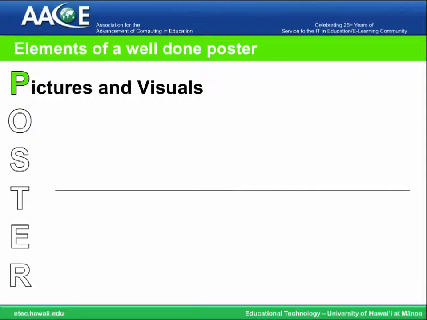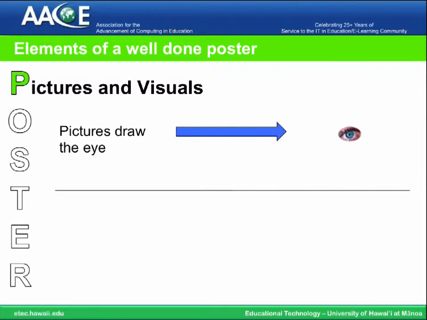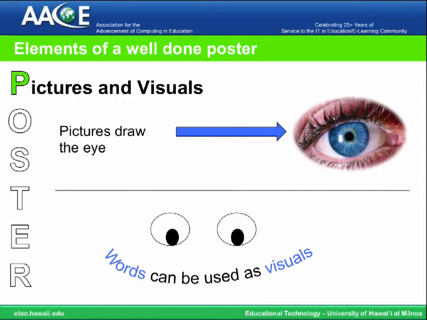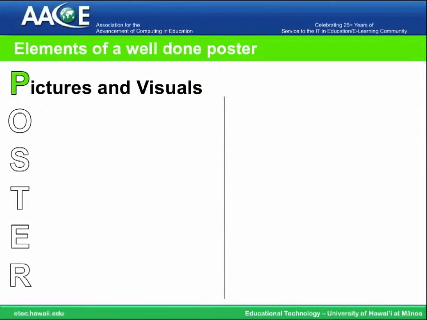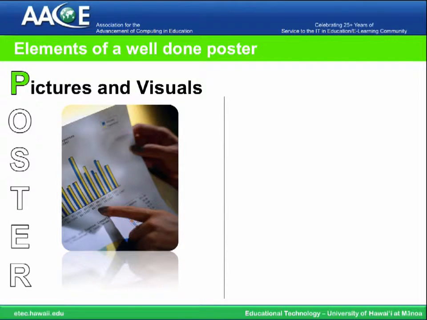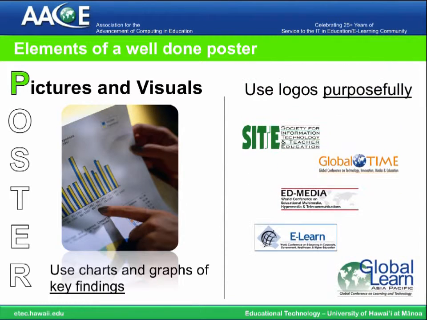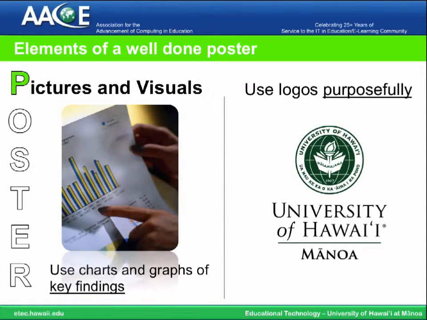Pictures and visuals. Try to find pictures that draw your eye, things that are interesting and fascinating, so that people will want to walk up to your poster. Remember that words can actually be used as visuals. Think of how you might be able to do this. Charts and graphs of key findings are particularly helpful, but please use logos purposefully. Using the logo of a conference doesn't really make sense. It's much better to use a logo of your organization.